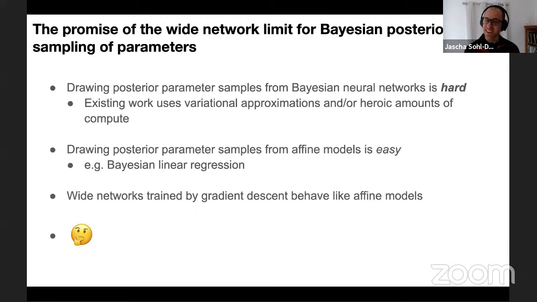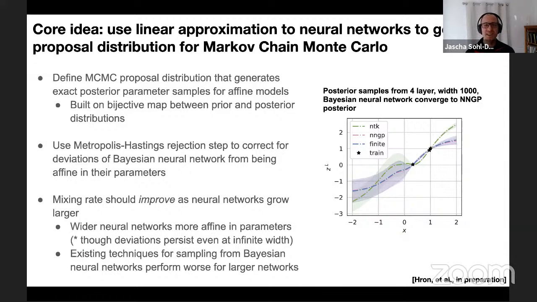The third observation is that, as we've just discussed, sufficiently wide neural networks behave a lot like affine models. So this makes you wonder, is there any way we can use this correspondence of wide networks to affine models to efficiently sample? And the super short answer is yes. I am not even going to go into this at the depth that I was going to on this slide.